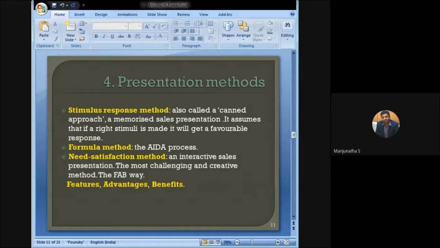Then the need satisfaction method. Here, an interactive sales presentation, the most challenging and active method, is the FAB way. So we have to give that interactive method. Two-way communication will happen in the need satisfaction method. What their needs are and how we can satisfy them. So customer need with customer satisfaction, and the salesperson will find out their need. They will understand their need, and they will find out the way to satisfy their needs. So that is one more presentation method. Here they can explain another method, features, advantages, benefits. They can adopt it in their presentation and proceed with the same.